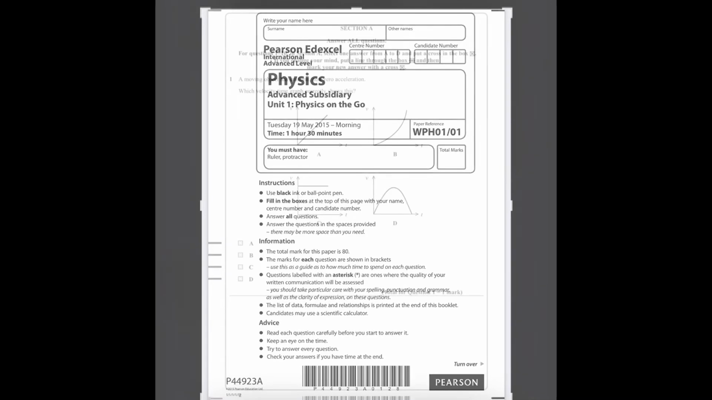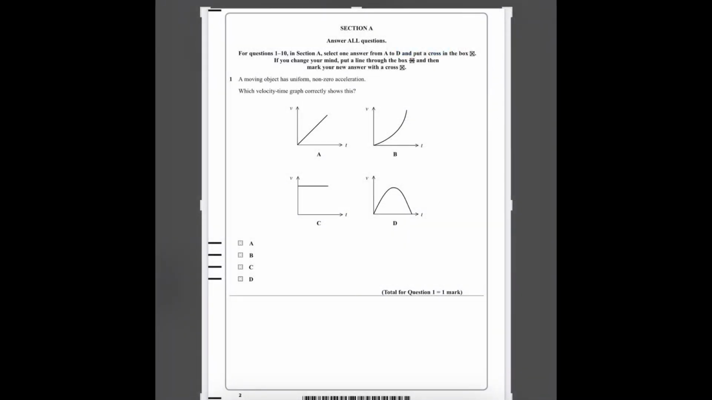Let's start. Number 1. A moving object has a uniform non-zero acceleration. Uniform means there is a constant acceleration. The acceleration is constant. Which velocity time graph shows this? So basically, a velocity time graph is a graph where we have velocity in the y-axis and time in the x-axis. We also know that the acceleration of the object is uniform.